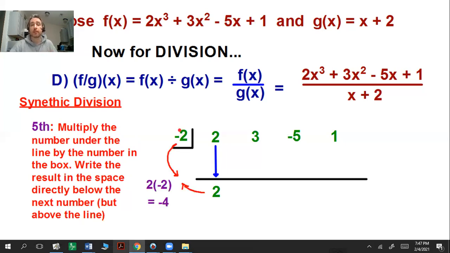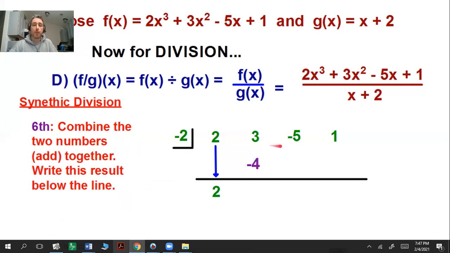So you're going to take that -4. You're going to write it below the next number, but above the line. So it's going to be -4 there. Once you do that, you're going to combine those two numbers that are vertical together. So 3 plus -4. You know, 3 plus -4 is really 3 minus 4. That's going to give you -1.